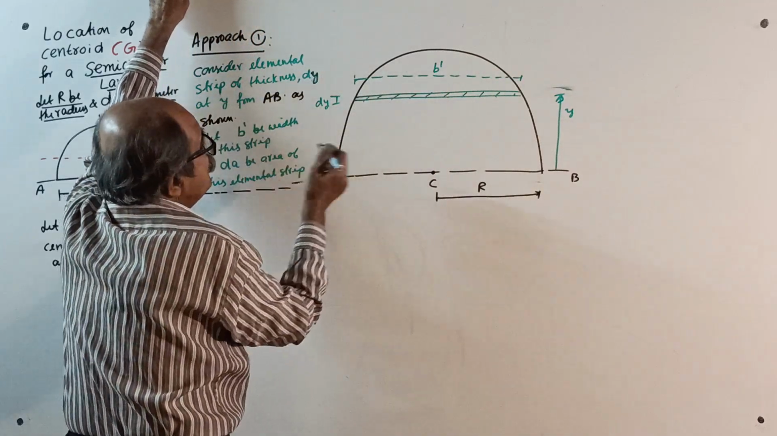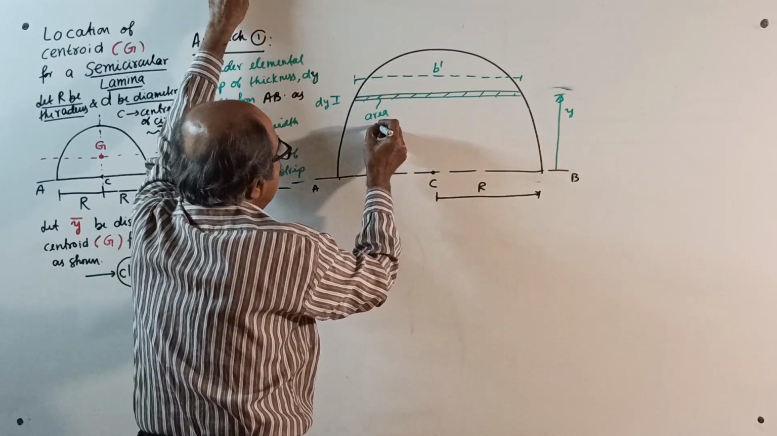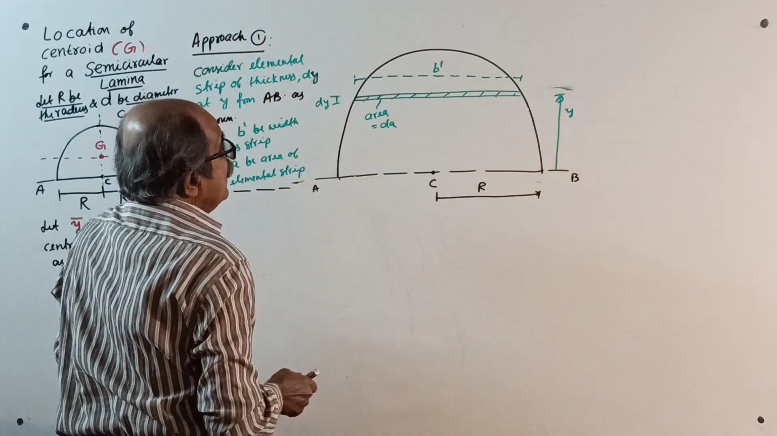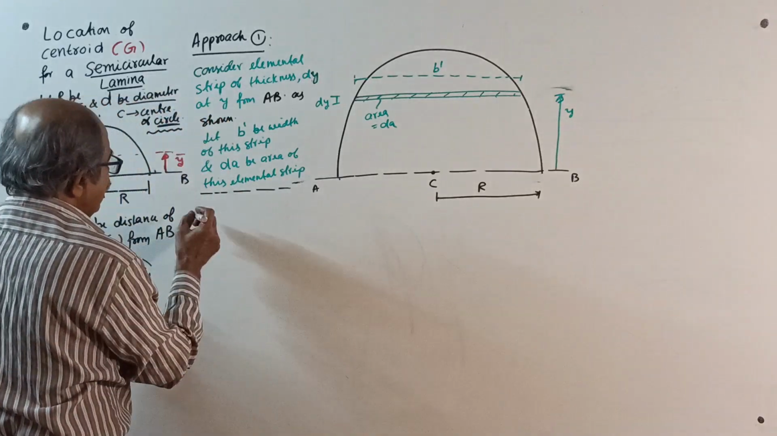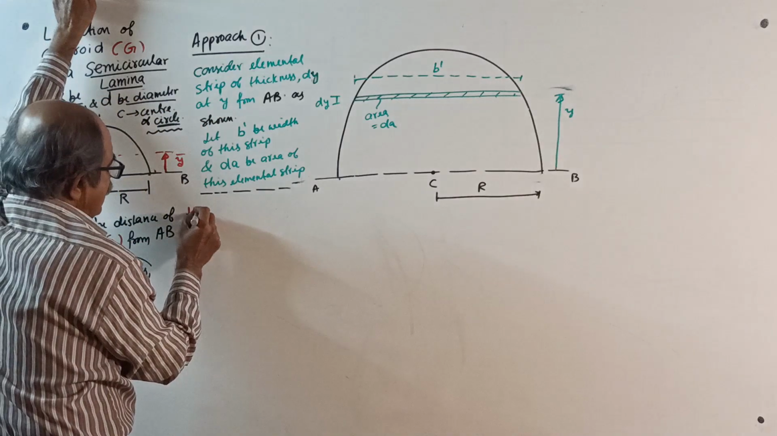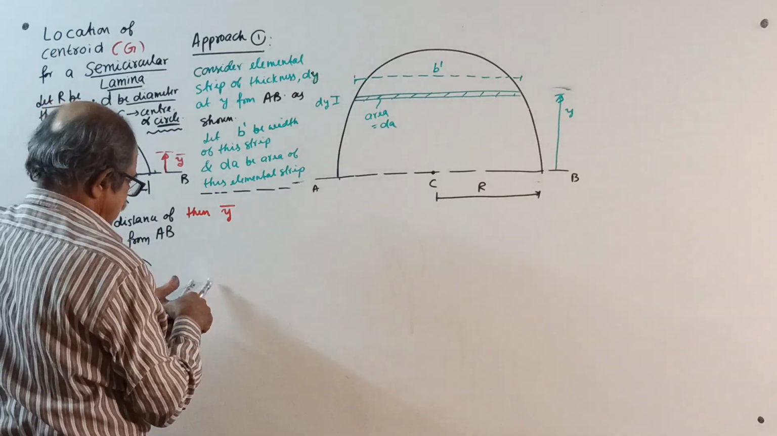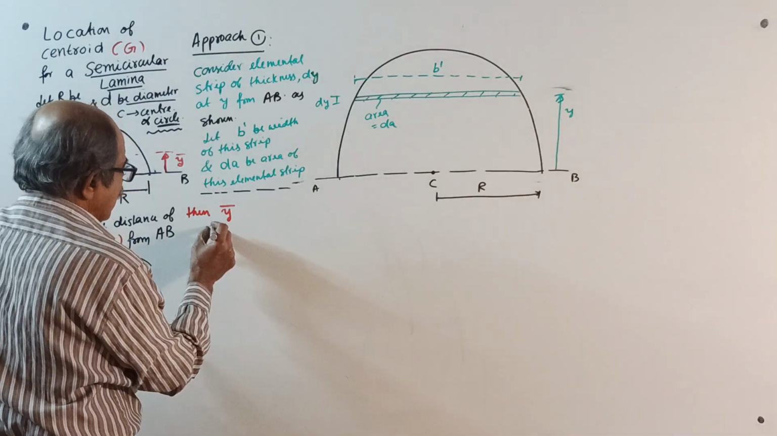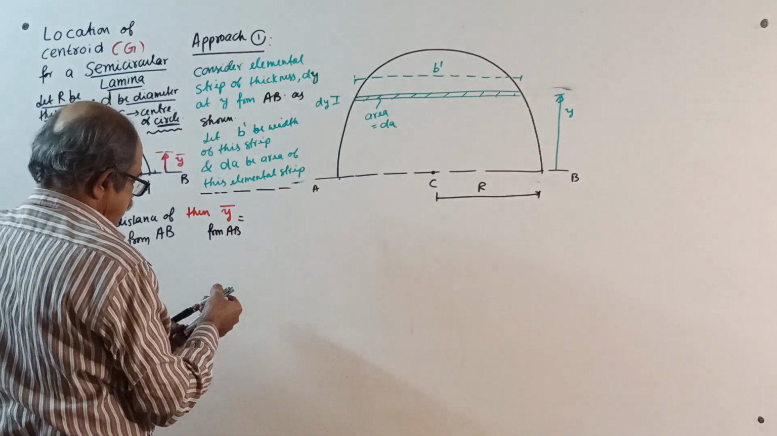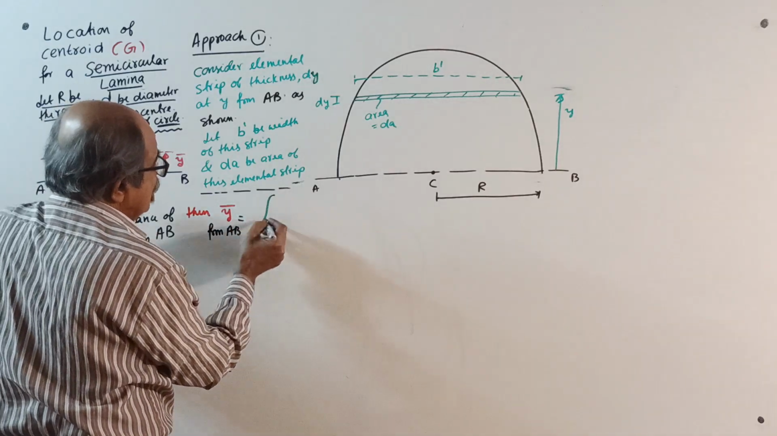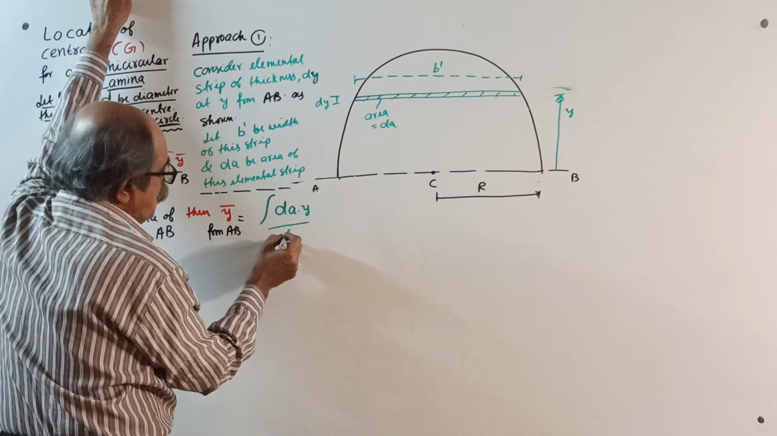Let B dash be the width of the strip, and the strip area equal to dA, as shown. Then y bar from AB, as I explained earlier so many times, equals the integration of dA into y divided by the total area.